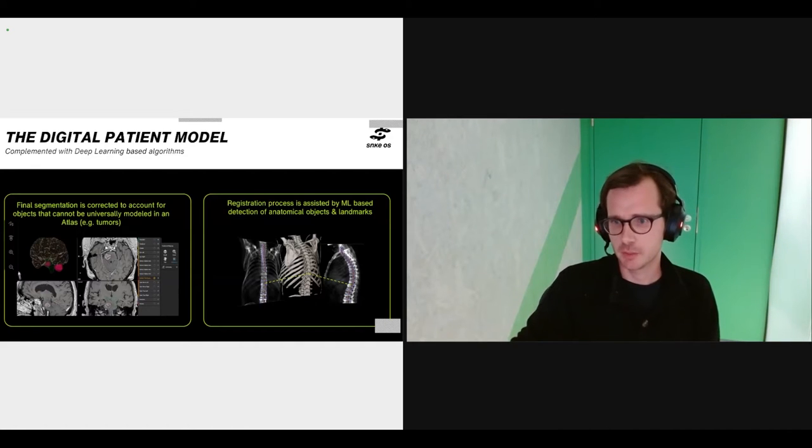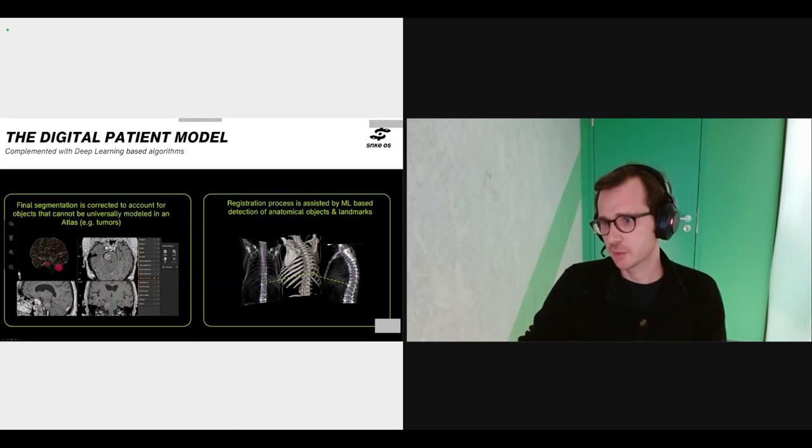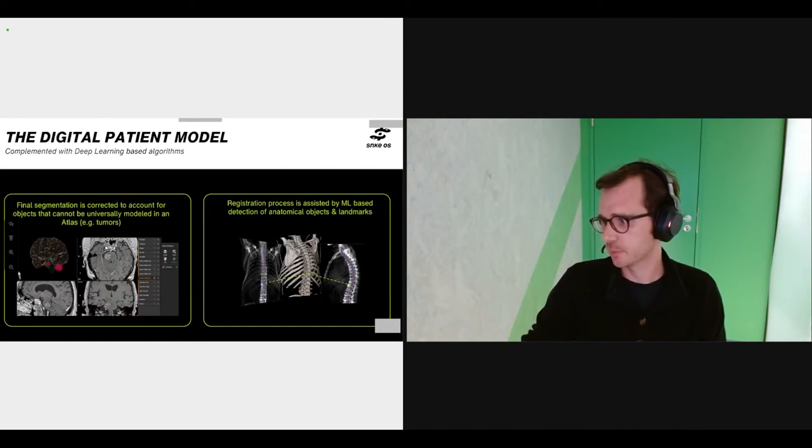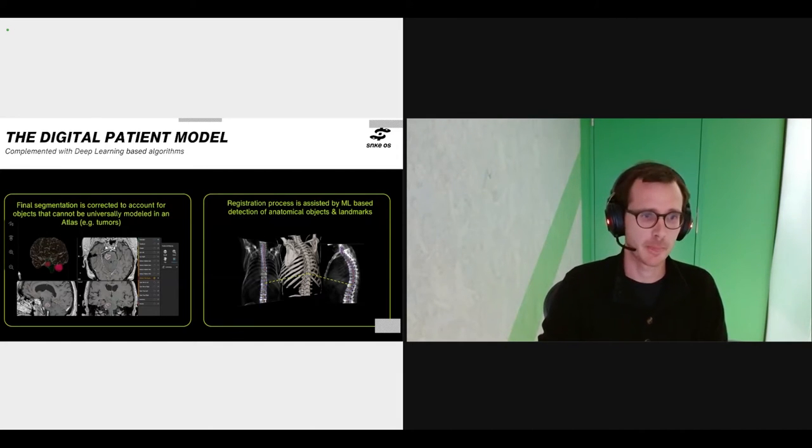And that's the first application of deep learning at SnakeOS: to correct the final segmentation to account for objects that cannot be universally modeled in the atlas. The second application of deep learning at SnakeOS is to assist the registration process to the atlas using machine learning-based detected objects or landmarks. We detect objects in CT, MR, or ultrasound, and then we match those landmarks or objects to the objects or landmarks in the atlas, and that allows us, for instance, to pre-position the atlas before the registration.